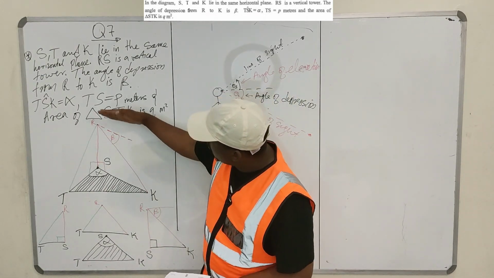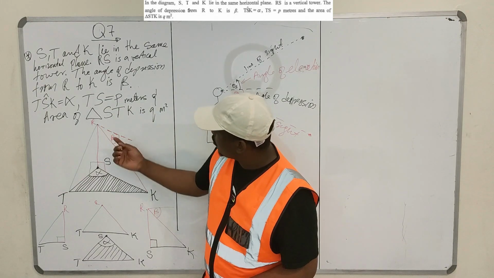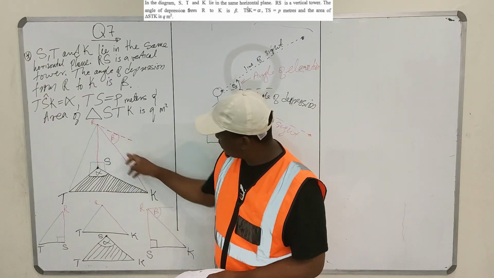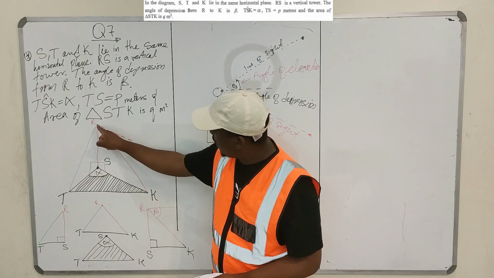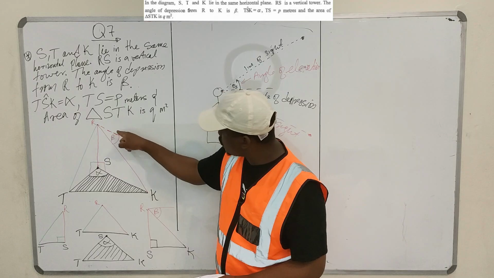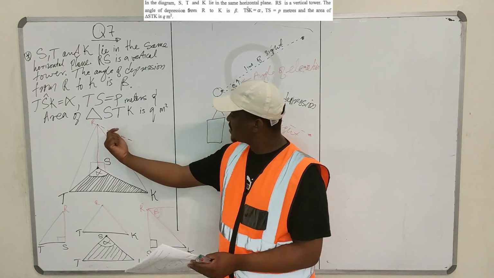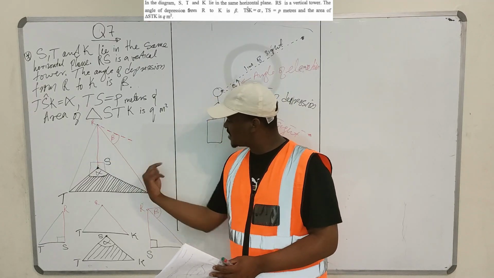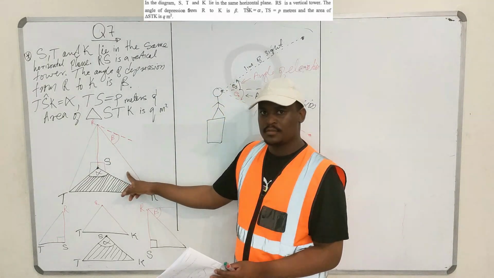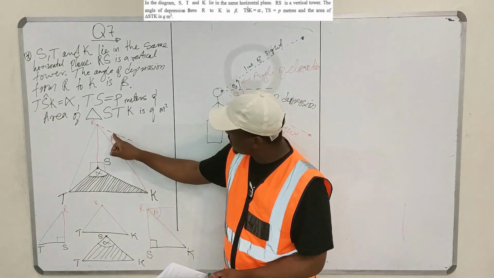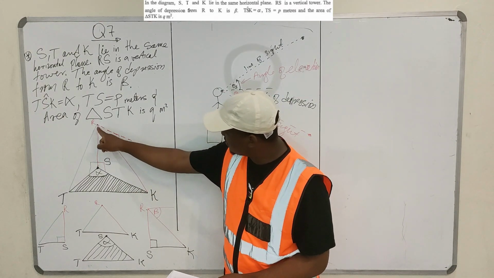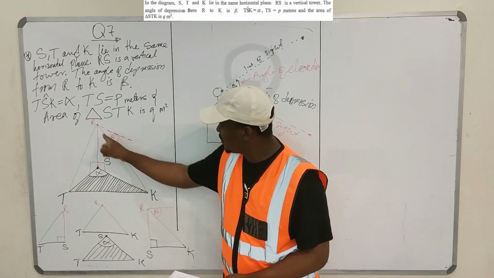Which means the angle from the horizontal, right? Because this is going in the same direction as this. This angle here is a horizontal, right? But now because it's coming in the same direction as this, your angle of depression is the angle from the horizontal at R to this line of sight, which is this one here.